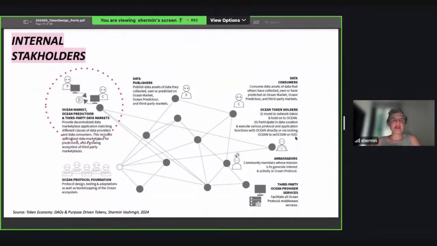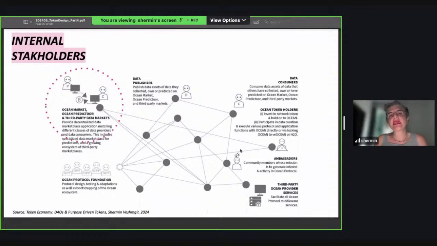Another stakeholder is the marketplaces. The first marketplace was Ocean Market, and any third-party market that built on top of the Ocean Protocol. The latest, very specialized type of market that Ocean Protocol brought out is Ocean Predictor. It is a marketplace for very special-purpose predictions, but it is also a marketplace for data exchange, where the data is not random data, it is prediction-based data.